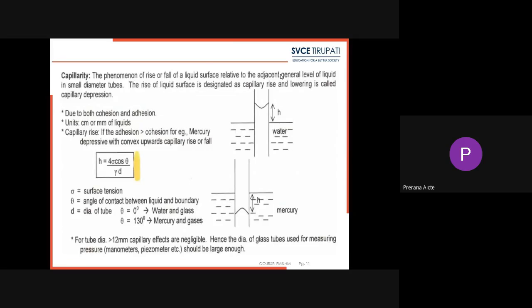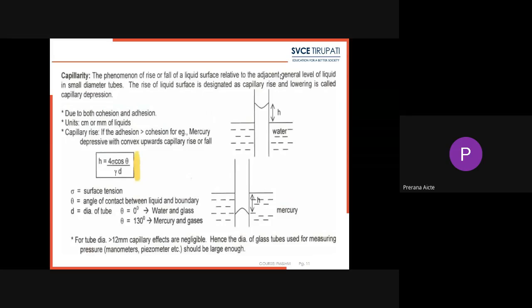Then another property is capillarity. Capillarity is the phenomenon of rise or fall of a liquid surface relative to the adjacent general level of the liquid in small diameter tubes. The rise of the liquid surface is designated as capillary rise. The lowering of the fluid is called capillary depression, and this is mainly caused by both cohesion as well as adhesion. The units for capillarity are centimeters or mm of the liquid.